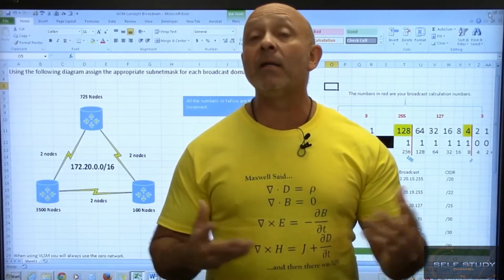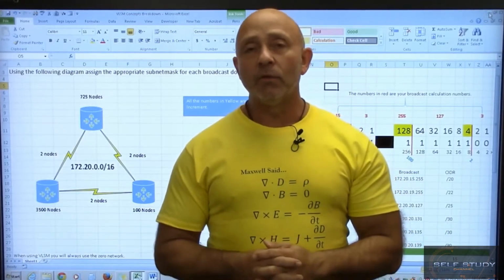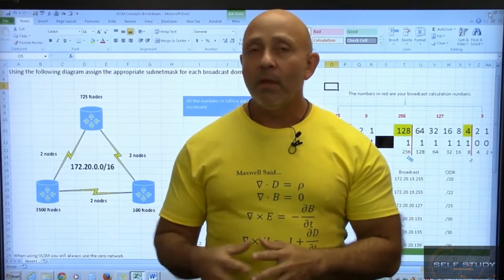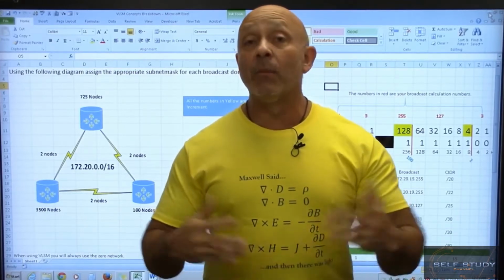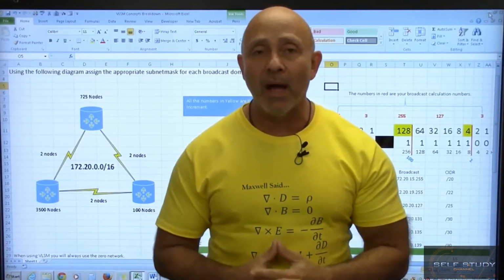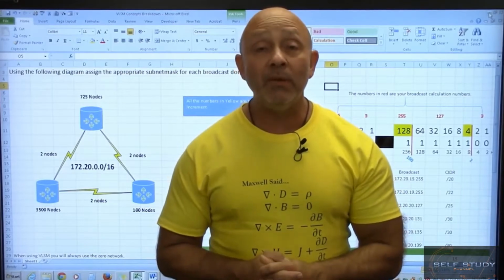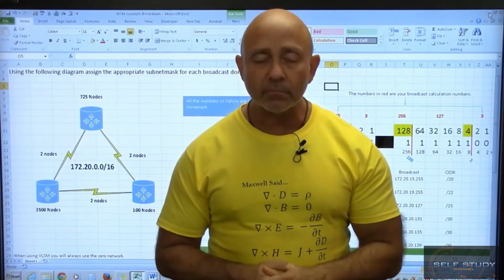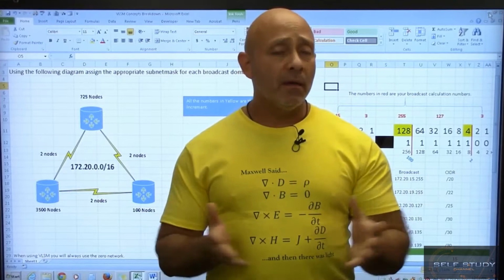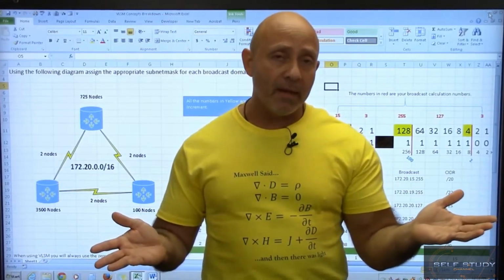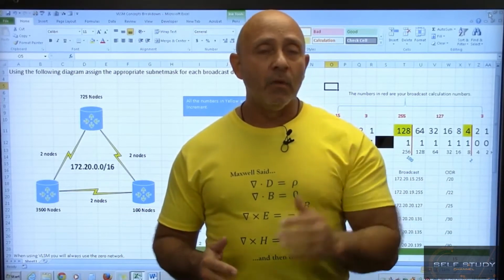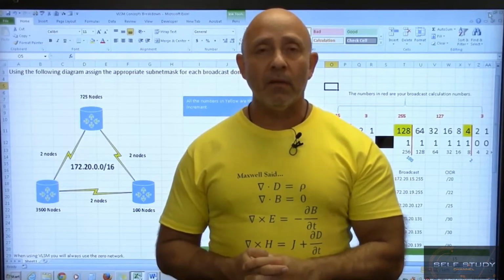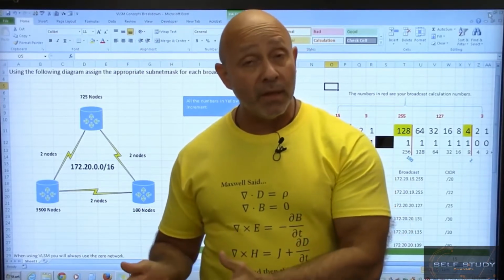It was a mechanism that was created to slow down the inevitable demise of IPv4. Okay? So what VLSM is, it stands for variable length subnet mask, as the word says. It will vary throughout the network segment based on the needs of the network.